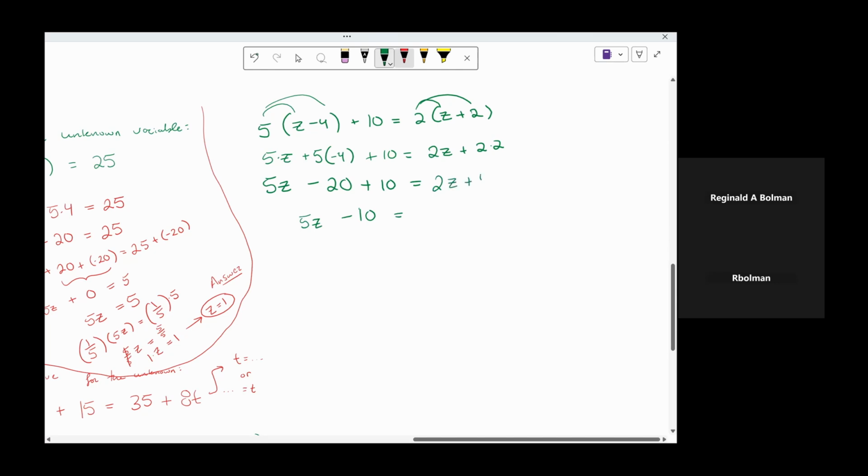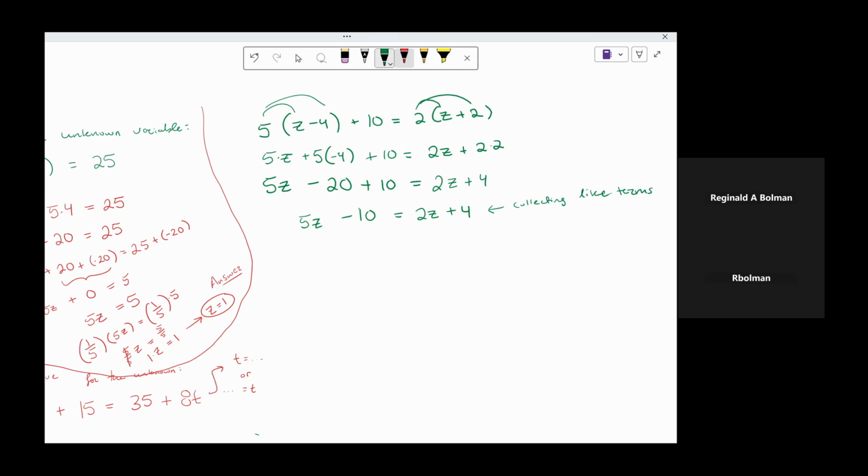2 times 2 gives you 4. So we have 2z plus 4 is equal to 5z minus 10. Now we have a collecting like terms problem. In many instances, the distribution style problems will simplify to being a collecting like terms problem statement. So once you do the distribution law and you simplify, you'll be left with a collecting like terms problem.